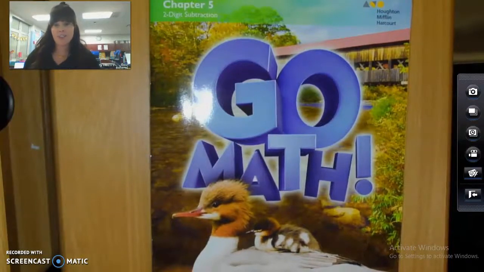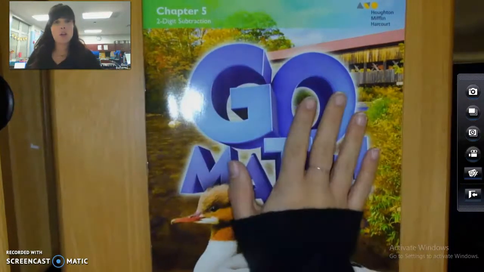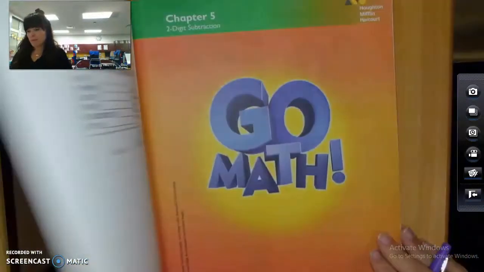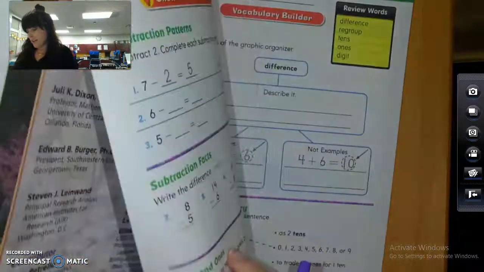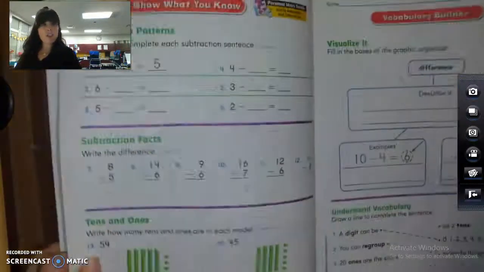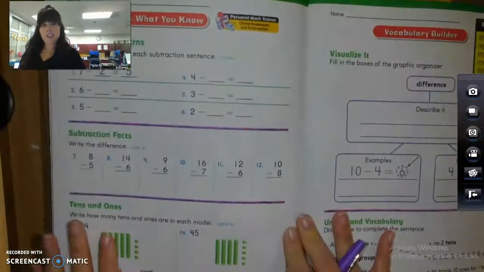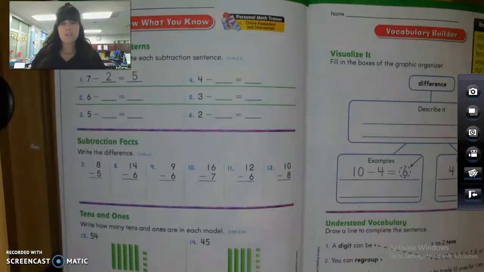So let's go ahead and start chapter 5 today. Hopefully you have your chapter 5 book. We're going to open up, and today we're just going to do the intro. So let's flip it open. We are going to find page 314. If you need to, pause the video to get yourself situated, and then you can hop right back in.